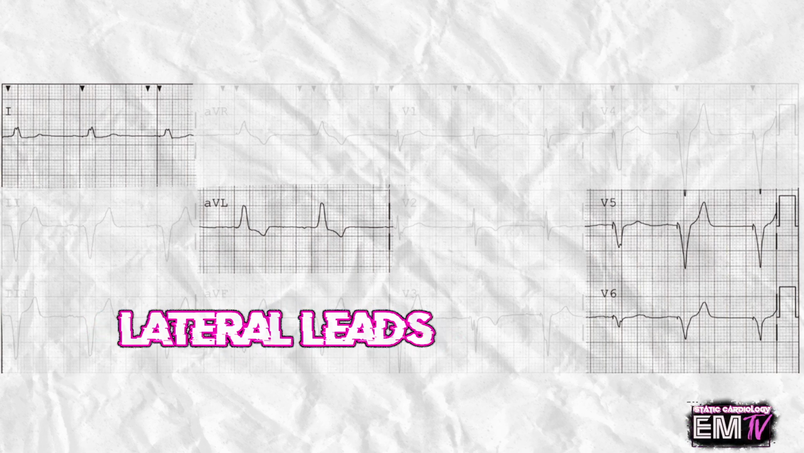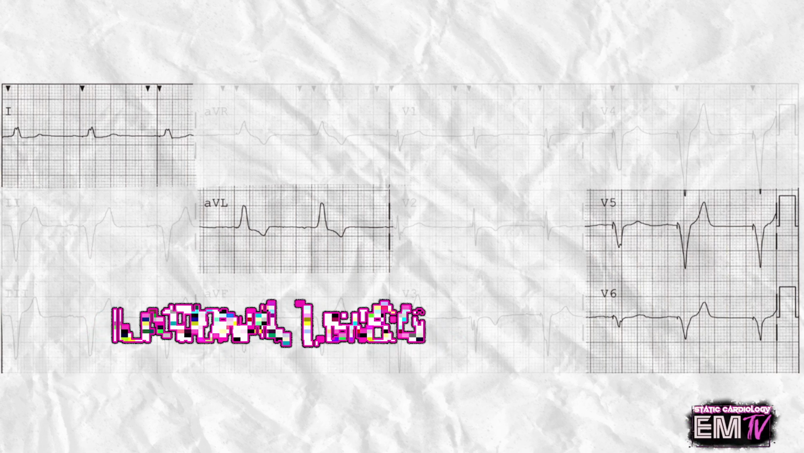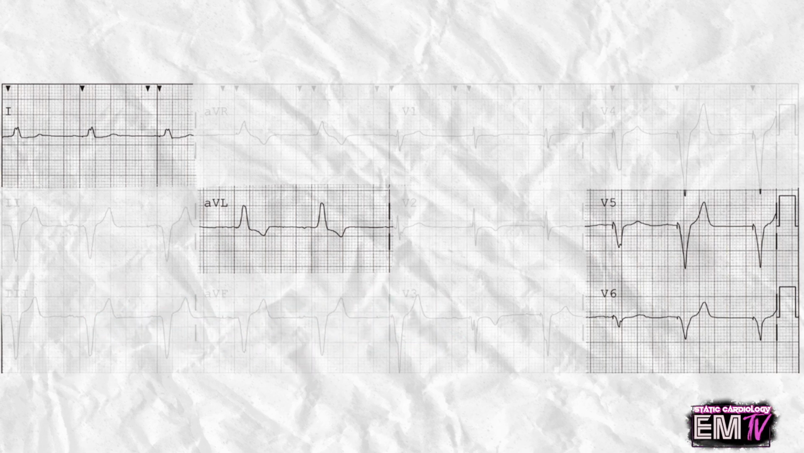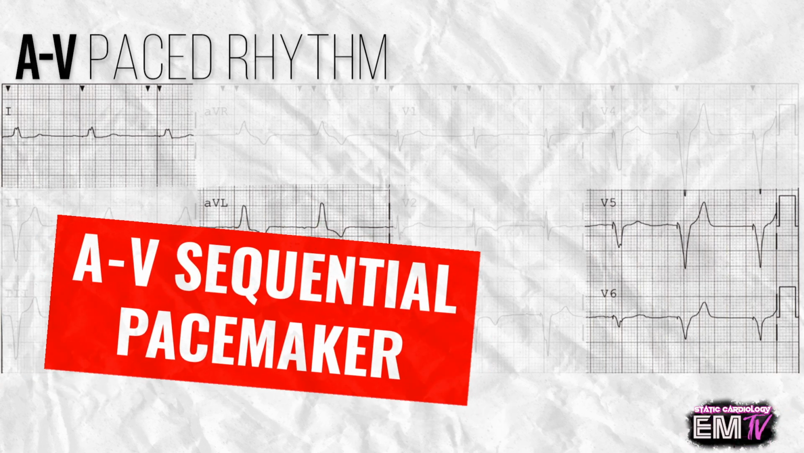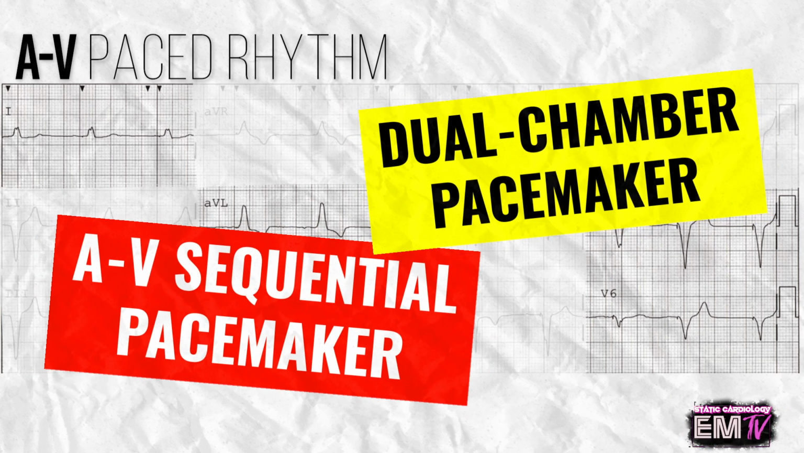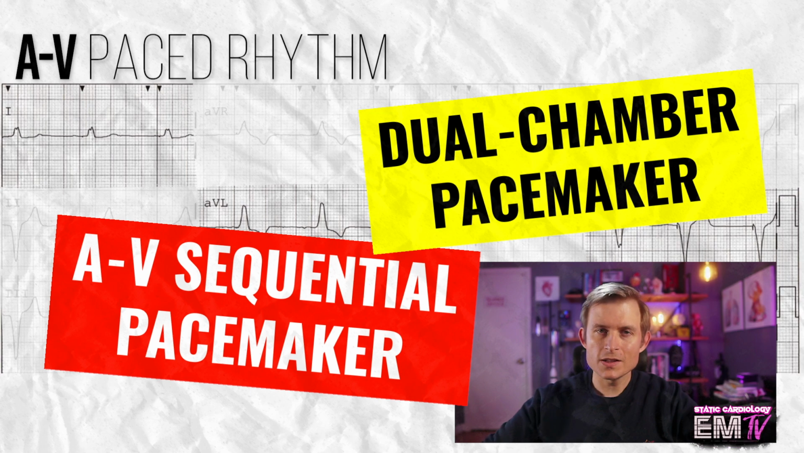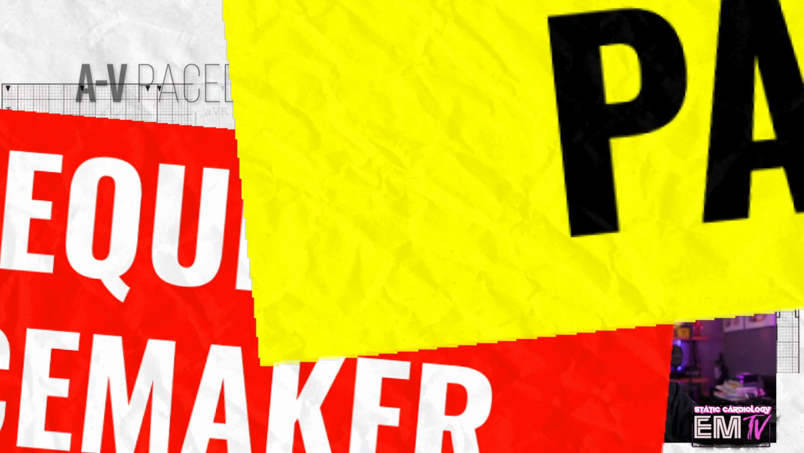My lateral leads, leads 1, AVL, V5, and V6, are showing a mix of AV pacer inhibition as well as a fully paced dual chamber rhythm. Because of this, my diagnosis of this rhythm is going to be an AV pacer, sometimes called an AV sequential pacer or a dual chambered pacer. Now, let's go ahead and take a look at the scenario.